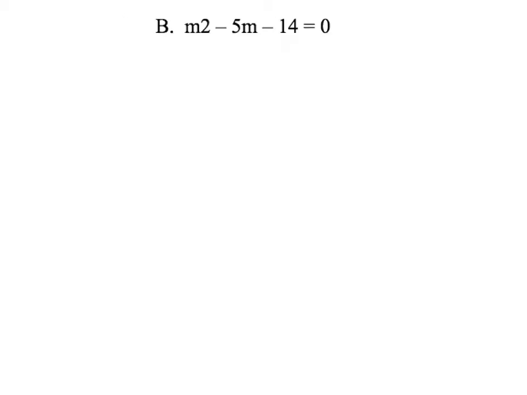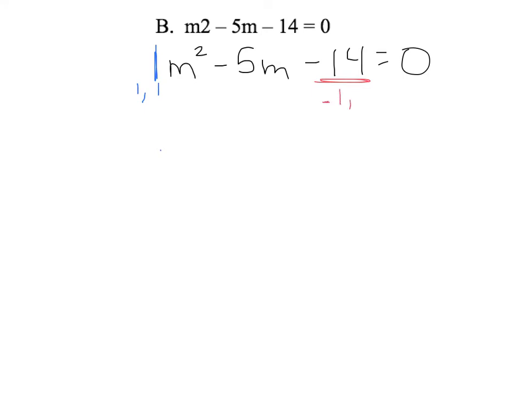Okay, so now we're going to try one where my last number is negative. So I'm going to do the same thing as before. I'm going to rewrite this. m squared minus 5m minus 14 equals 0. Okay, my number out front again is 1. So 1 and 1 are my only options. My number in the back is 14, but it's negative 14, and the only way to get a negative number is if I multiply a negative by a positive.